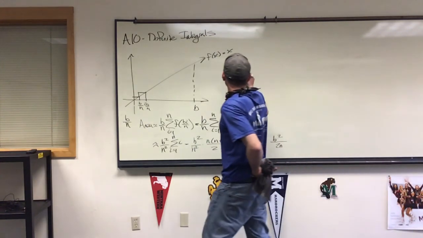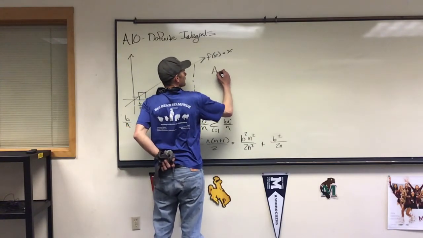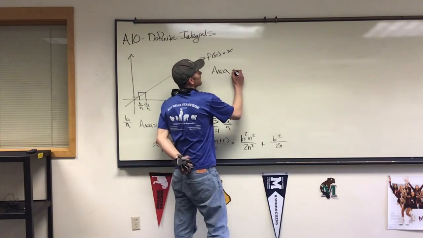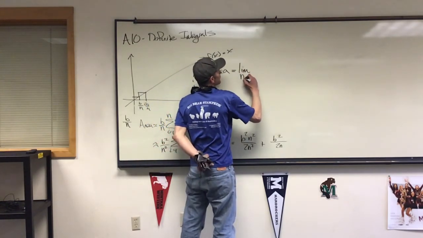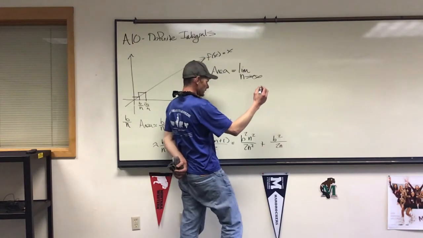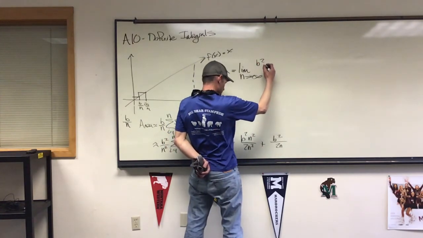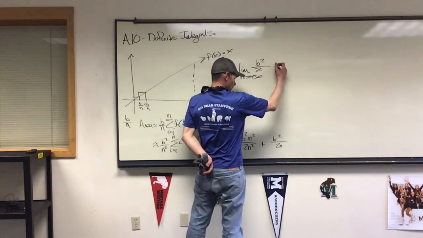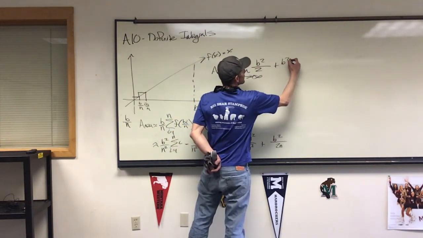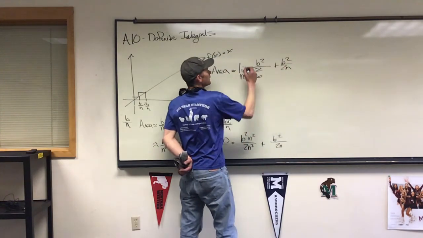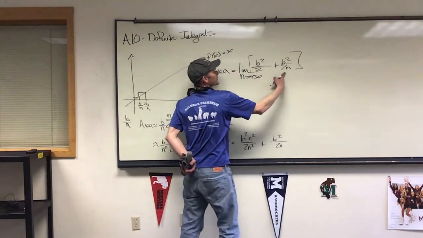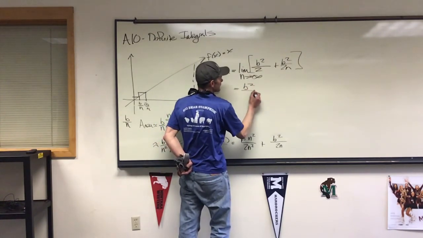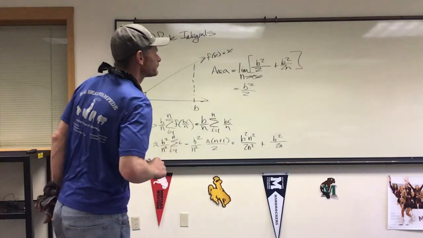And we can say that the area then, since the area is approximately this, we're going to say the area is equal to the limit as n goes to infinity of b squared over 2 plus b squared over 2n. When we let n get really large, this term goes to 0, and the area is precisely b squared over 2.